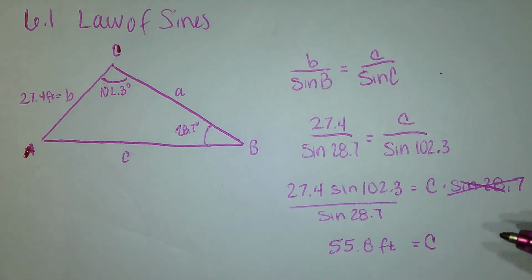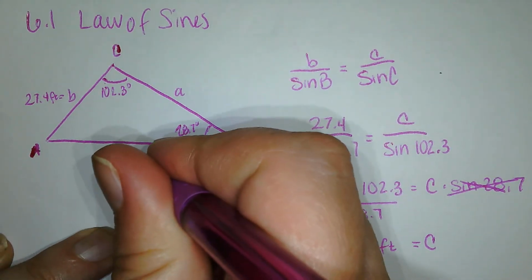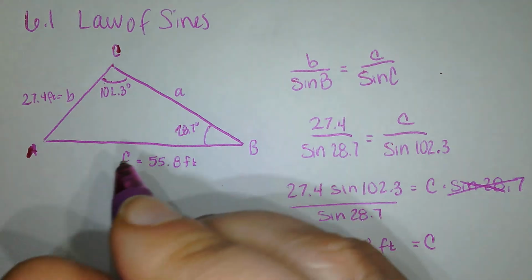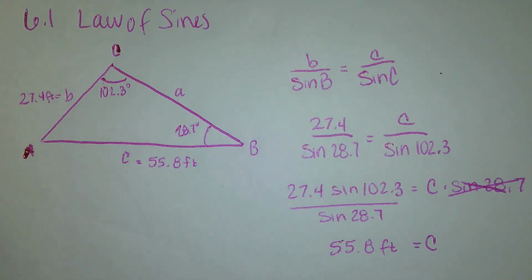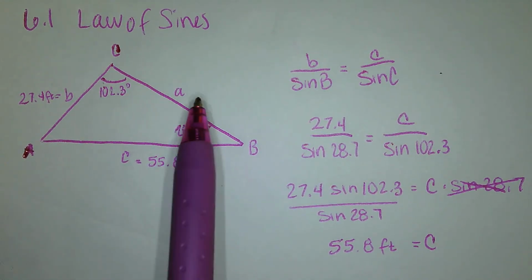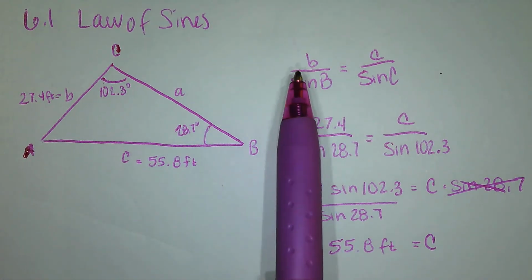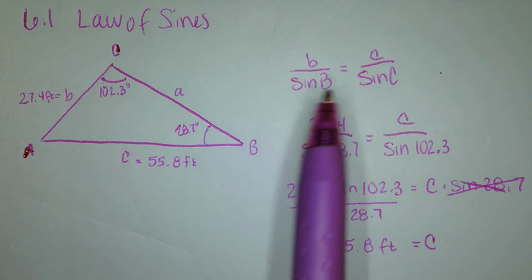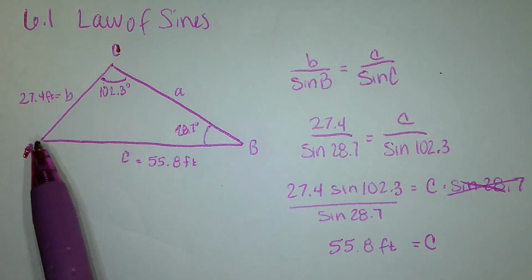Once you do the math for that, of course we can write that in. All right, so we have two sides and two angles. Now the issue here is we have side B and angle B, and we have side C and angle C. In order to get A and A, we need one of these.